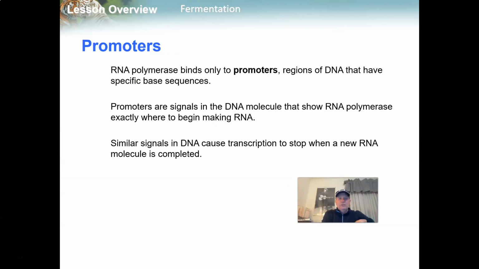So how does this work? How does the RNA even know where to begin? Well, the RNA polymerase, the enzyme that is going to unzip and create the RNA, binds only to promoters. So what are promoters? They're regions of DNA that have specific base sequences. So they have a code that says to the RNA polymerase, start here. Promoters are signals in the DNA molecule that show RNA polymerase exactly where to begin to make that RNA. Similar signals in DNA cause transcription to stop when a new RNA molecule is being completed.